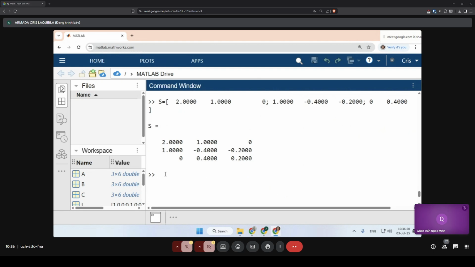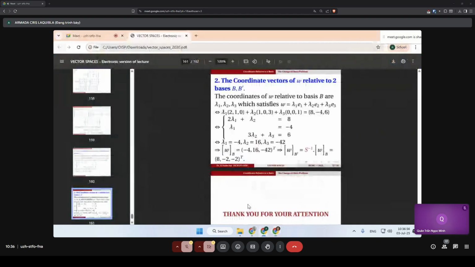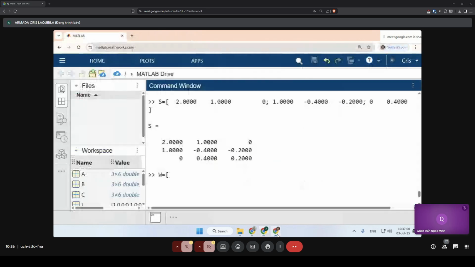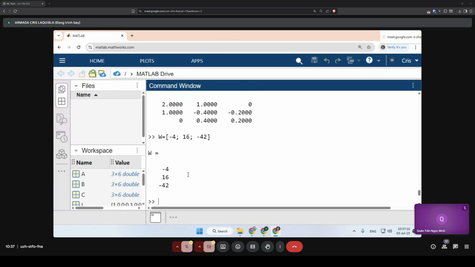Now we multiply it with our WB. I label it with W. The WB there is negative 4, 16, negative 42. Negative 4, 16, negative 42. And that's it. We multiply it here with your S.